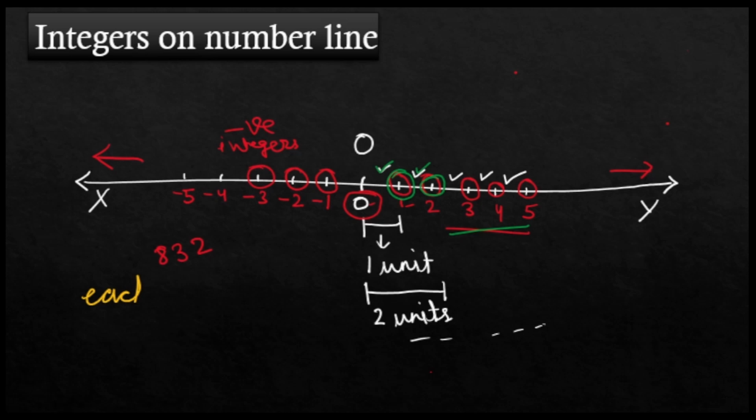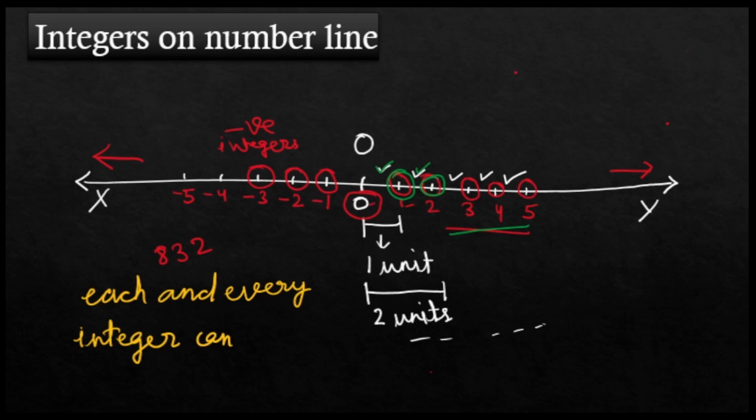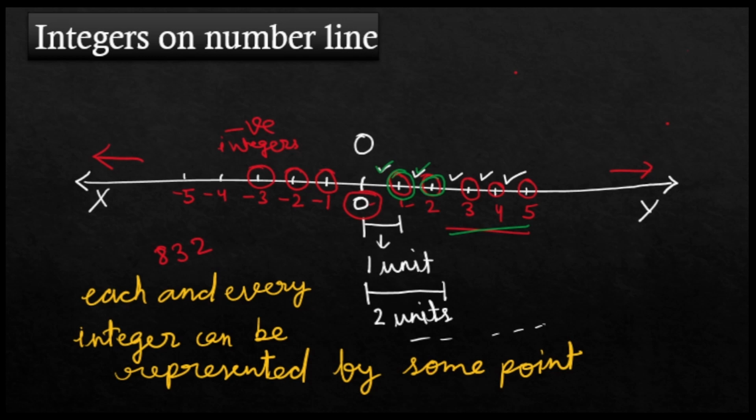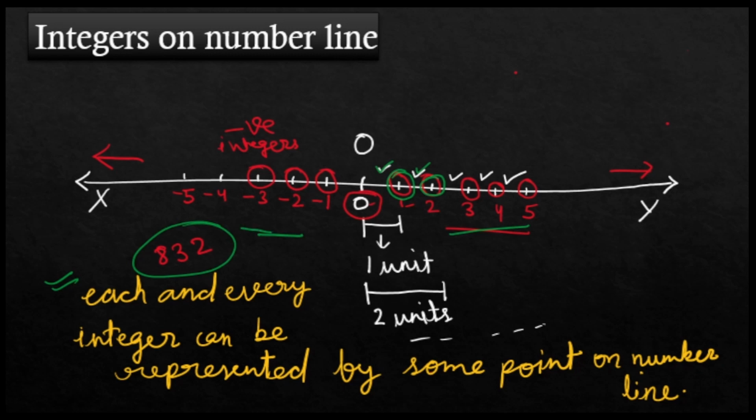Hence, each and every integer can be represented by some point on the number line. The statement is clearly showing that each and every integer, 832 or whatever integer you want to pick up, we can represent it on the number line, whether it's positive or negative. At some point you will find the integer of your interest, whether it's 832 or any other integer.